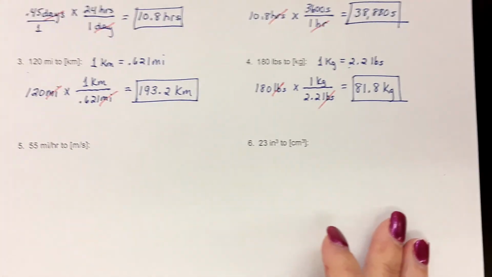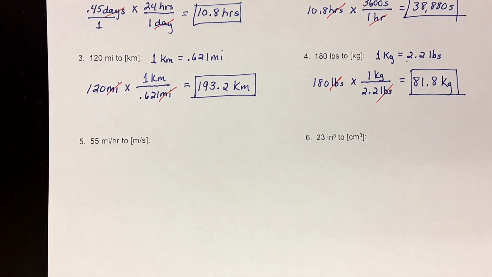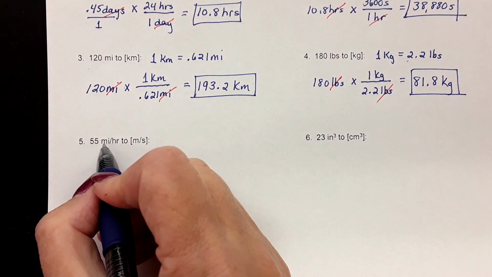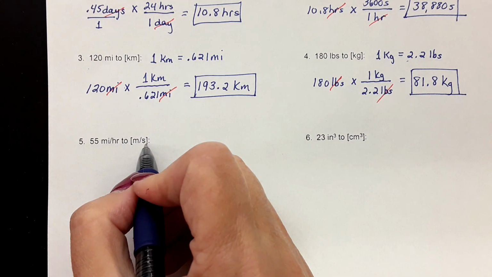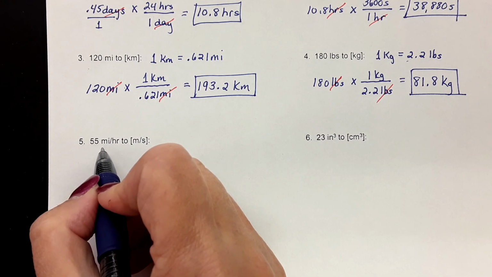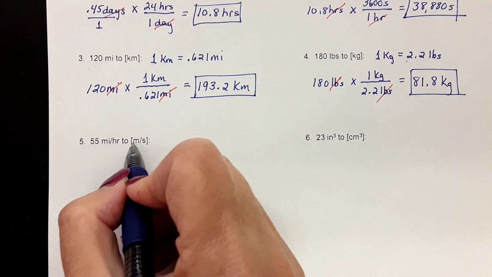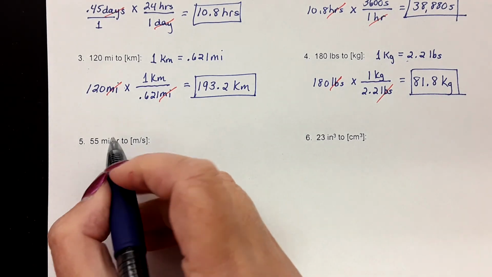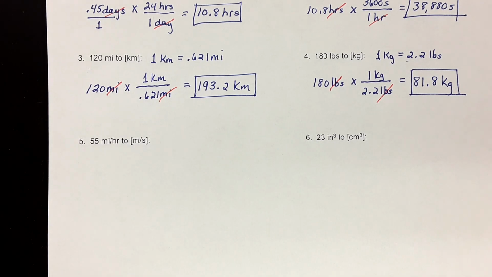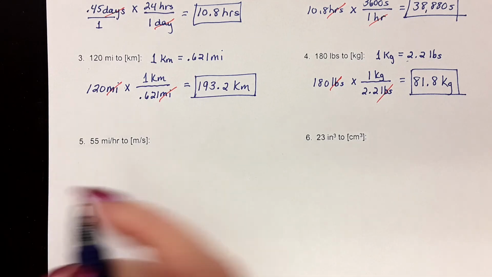Now, the next one's going to be a little tougher because we want to go from miles per hour to meters per second. That means we want to convert the distance, miles to meters, and we want to convert the time, hours to seconds. All right? So that means we're going to need more than one conversion factor. So let's see what we know.